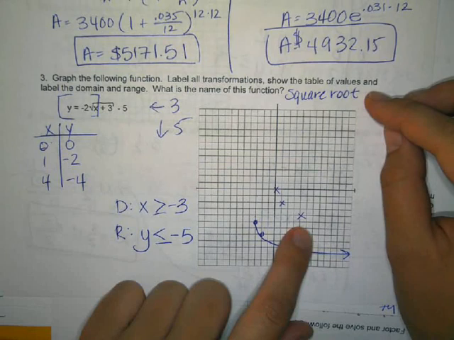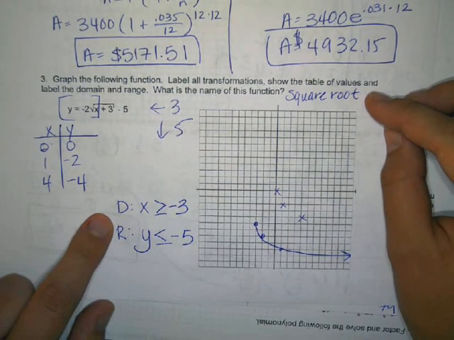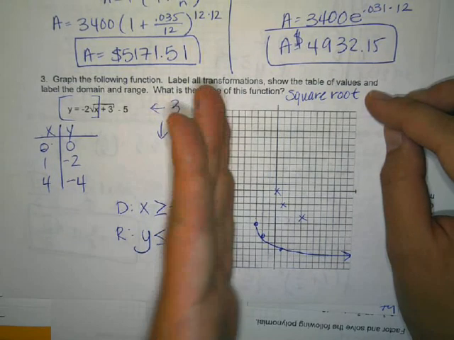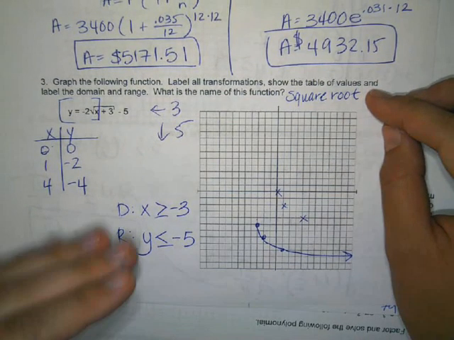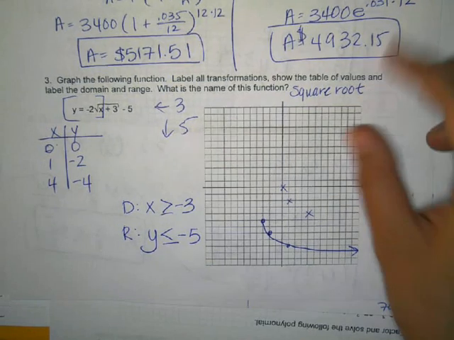So I graph those, moved them left 3 and down 5, and then my domain is x values greater than -3 because that's what's existing on my graph. And y values are less than or equal to -5.